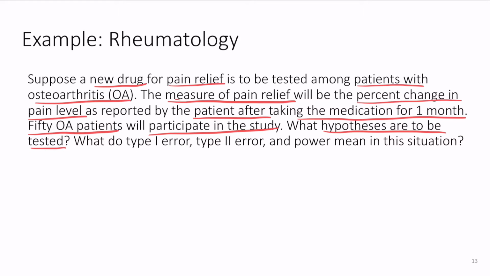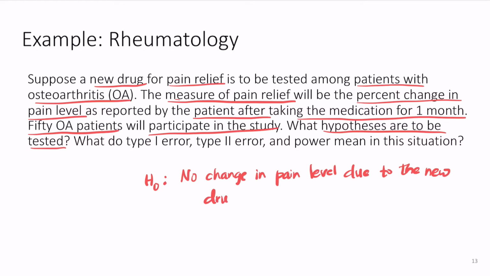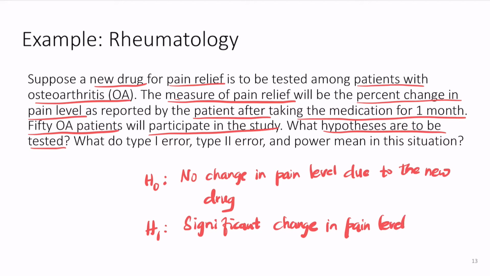Now, we have a new drug in development. Remember that the null hypothesis is the one that we have to test. So H0 basically says that there is no change in pain level due to the new drug. H1 basically says that there is a significant change in pain level due to the new drug.